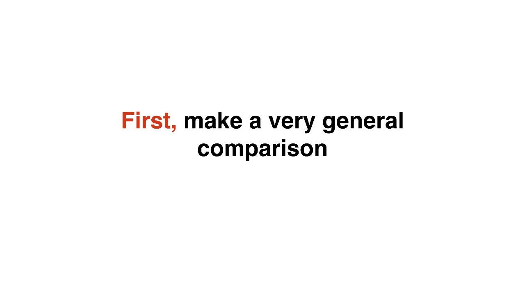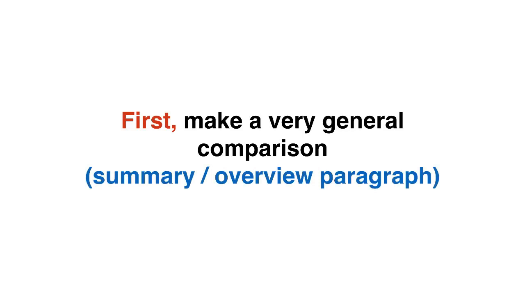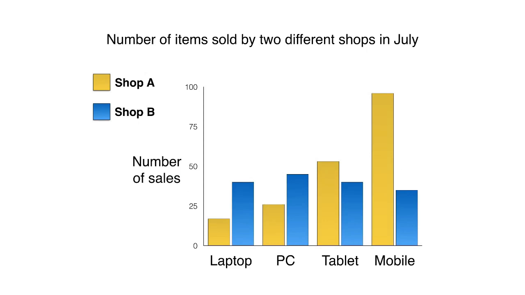And first, you should make a very general comparison between the bars. This is for your summary or overview paragraph. For example, if we use our bar chart and look for the most general information, I would notice that this is easily the highest figure, mobile phone sales in Shop A. And looking at Shop B, I'd probably just say that the figures are similar for all 4 items. We're not going to give the numbers, the number of sales. We're just going to talk in general about those highest or similar figures.